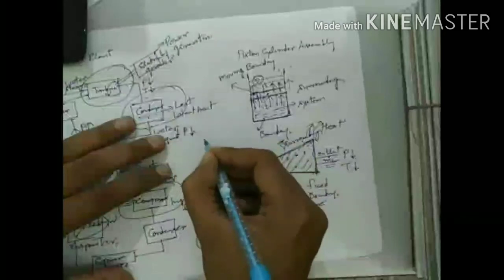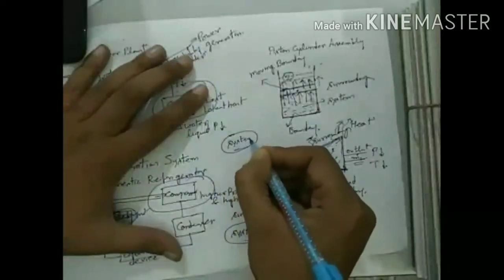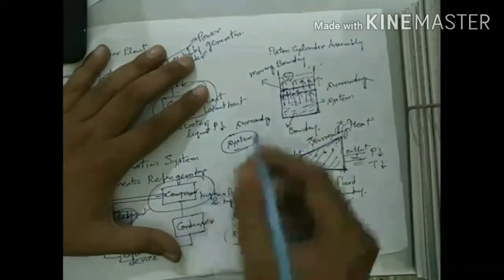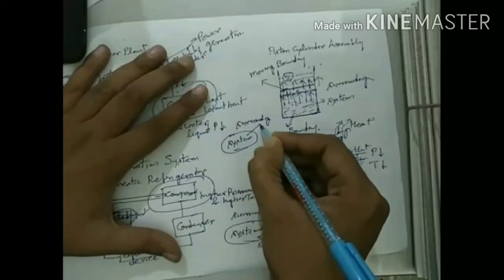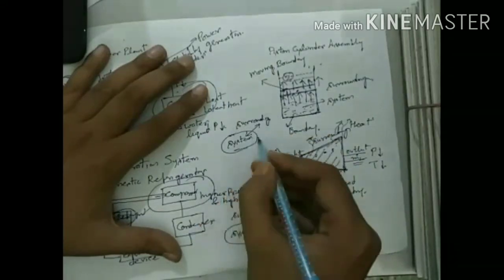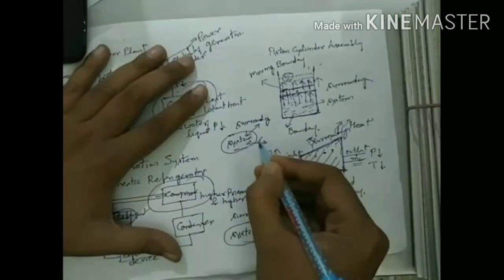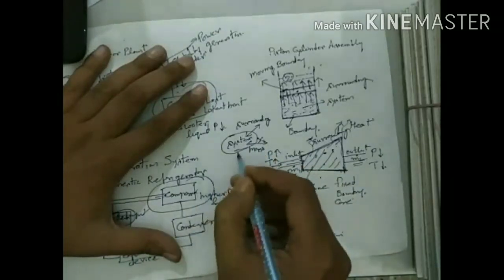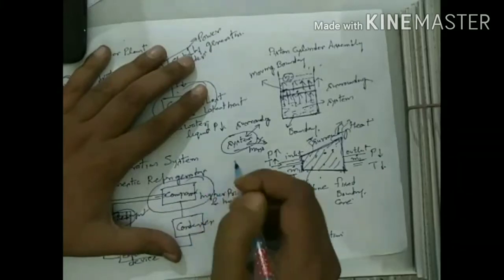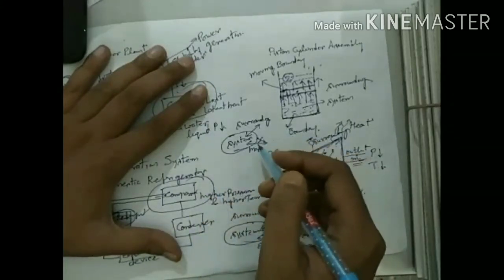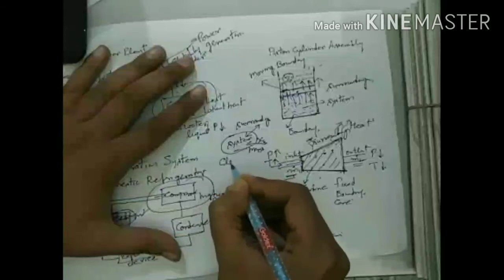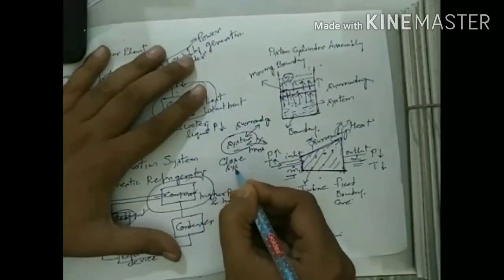Another term is closed system. So what is a closed system? If there is a system and surrounding, and there is an exchange of heat but no chance of exchange of mass, such a type of system is known as a closed system. Heat can transmit from system to surrounding or surrounding to system, but mass cannot. Such a type of system is known as a closed system.